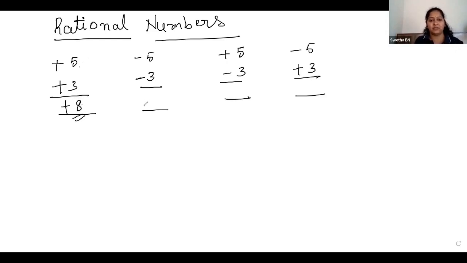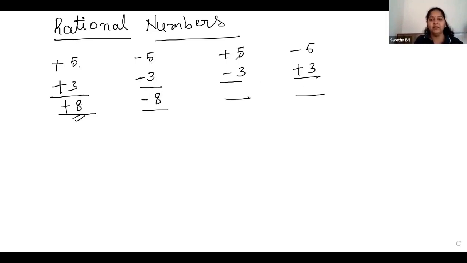And next come to the second example. Here both are negative number. So what you are going to do here? Here also we are adding the numbers. Got it? 5 plus 3 is 8. But write the minus sign as it is. Got it, children? When the signs are same, you should add the numbers. If both are positive numbers, then also we added the numbers. If both are negative numbers, then also we added the numbers. But it is minus 8.